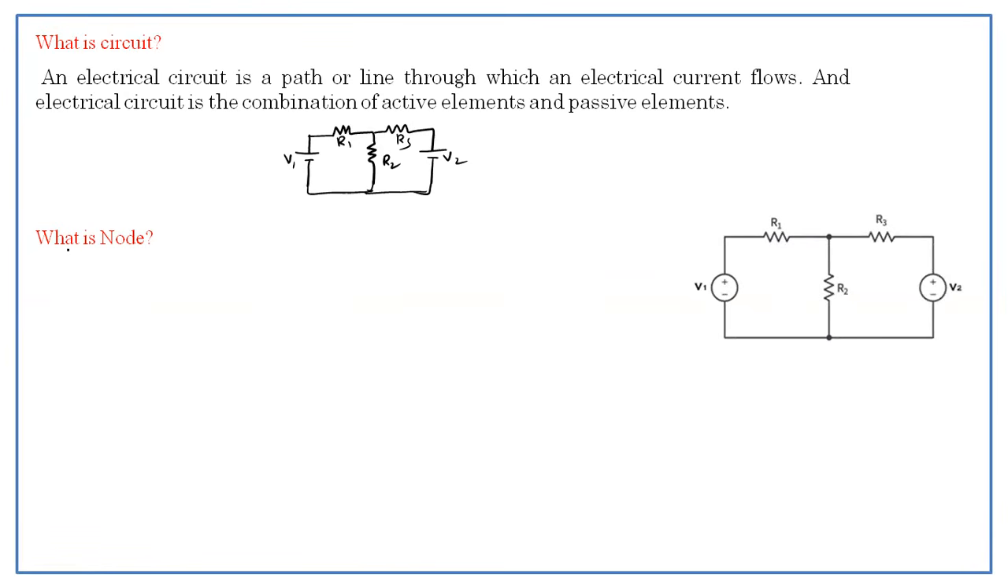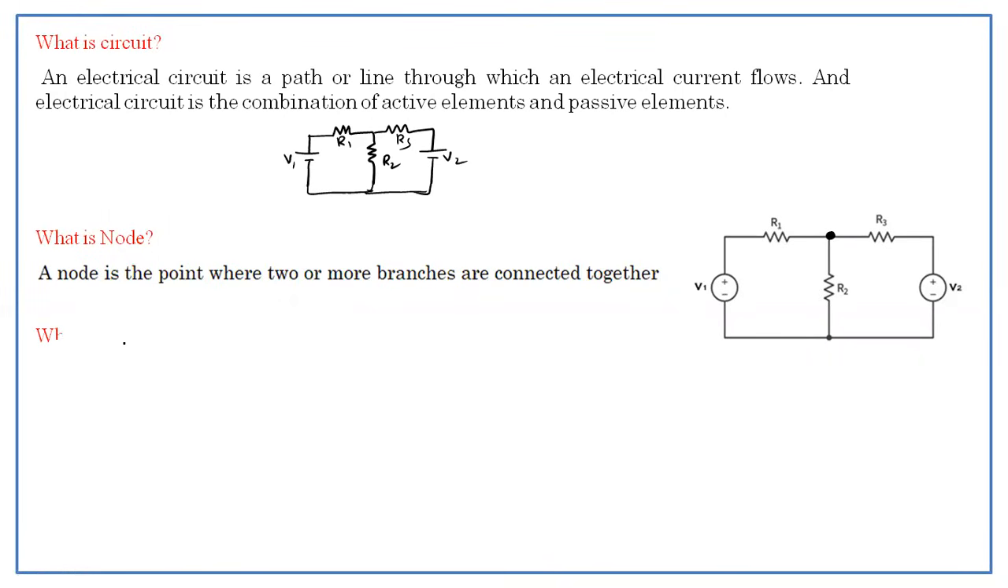Next one, we will define what is a node. So this is the random circuit we have taken. A node is a point where two or more branches are connected together. So this is one branch, this is one branch, and this is one more branch. All the branches are connected at this node.